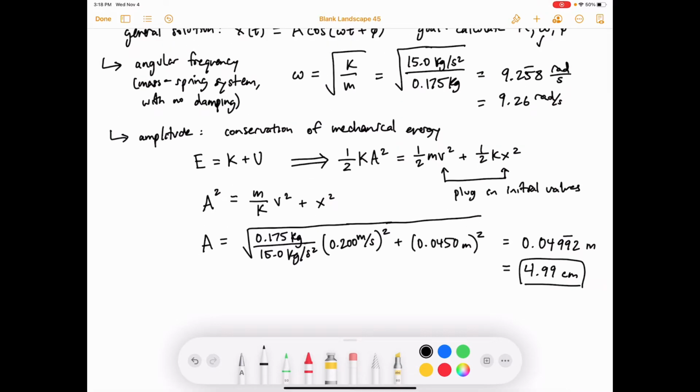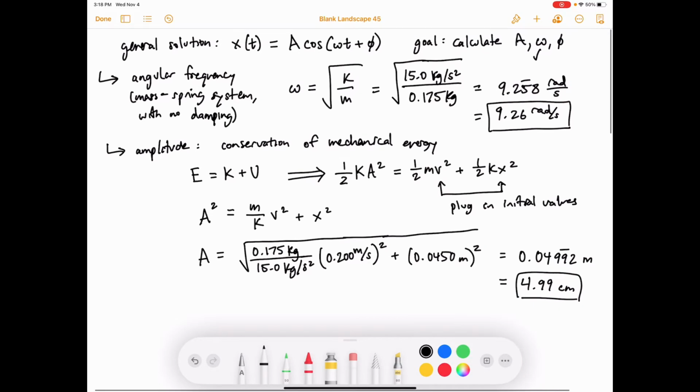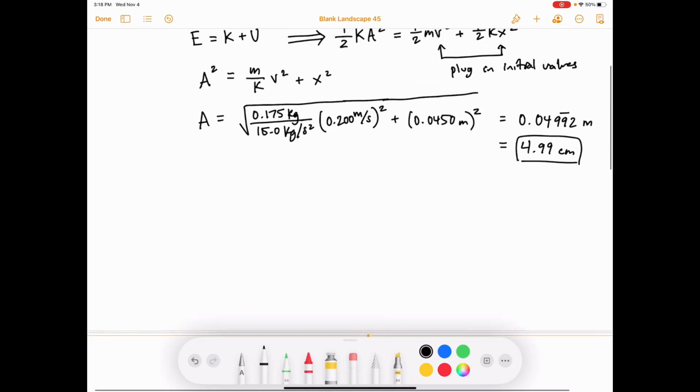Okay, so we have omega over here. We have A. So we have 2 of the constants we wanted to find at the beginning. The last one is the phase angle. So let's see how we can find the phase angle.